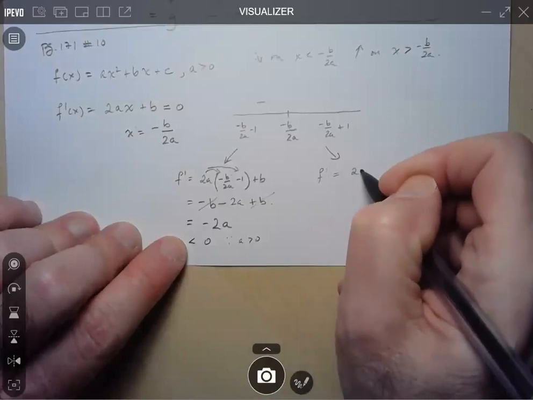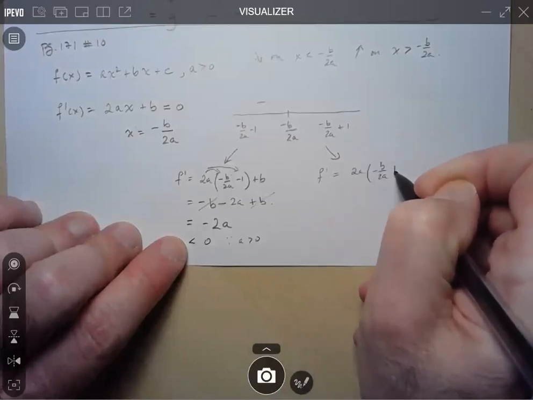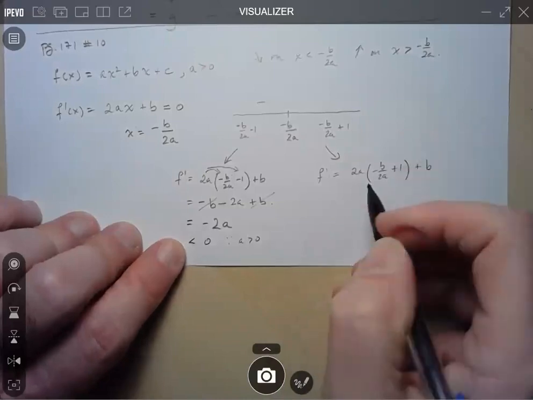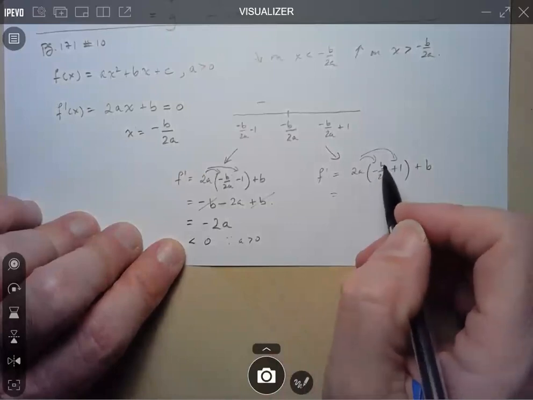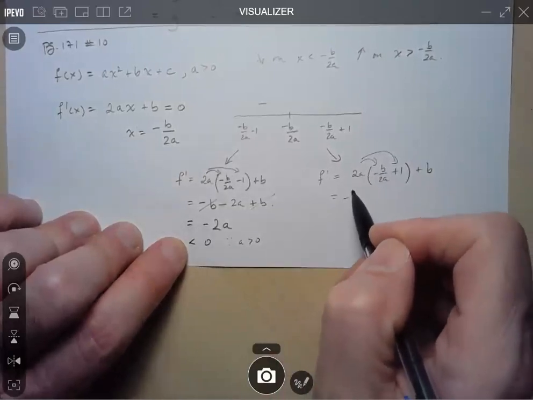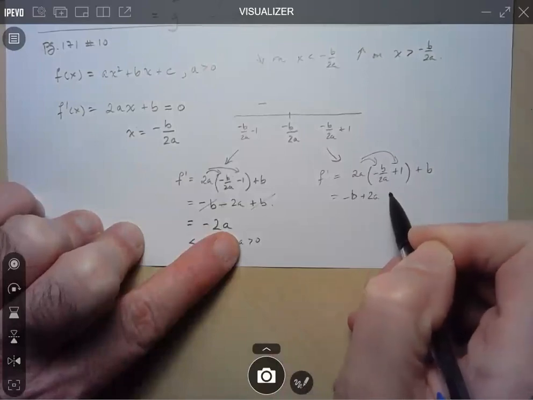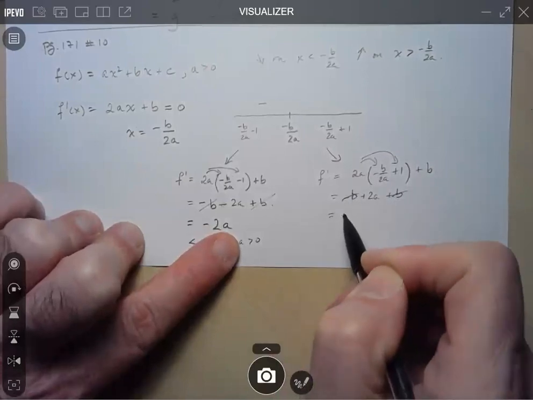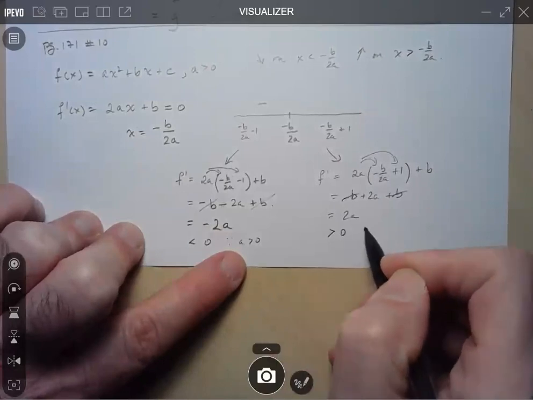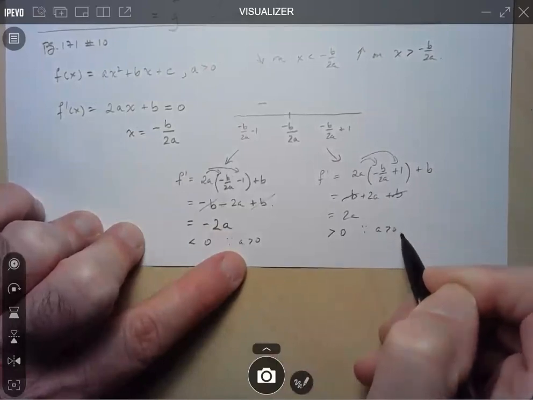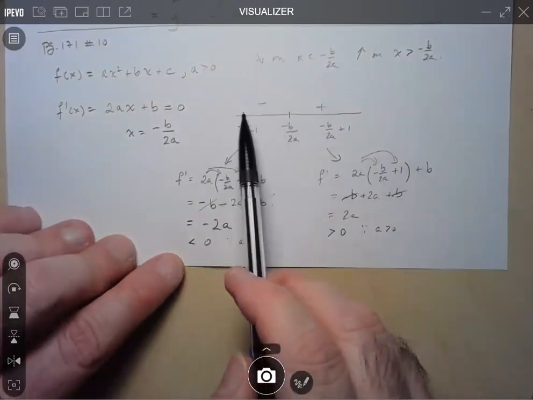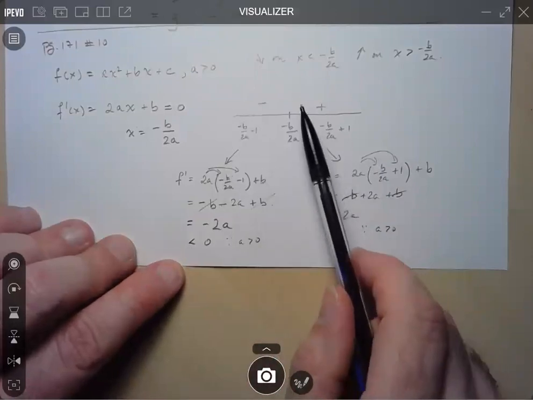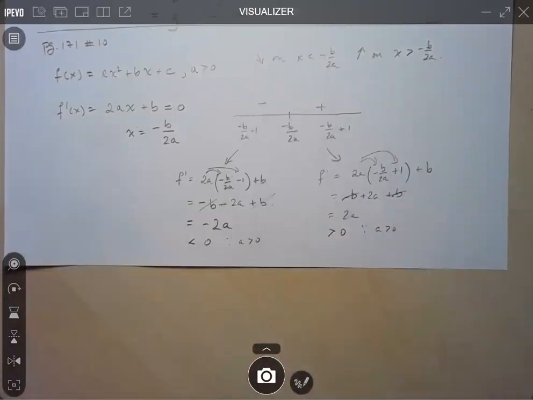F prime is 2a times negative b over 2a plus 1. Okay. And when I distribute, this time I will try not to make a mistake. I'm going to be left with the 2a's cancel out. So negative b plus 2a plus b. And look what happens. This is positive since a is positive. Okay. And there you go. I've just proved now that it's decreasing to the left of negative b over 2a and increasing to the right of negative b over 2a. Okay. But what did I do here?